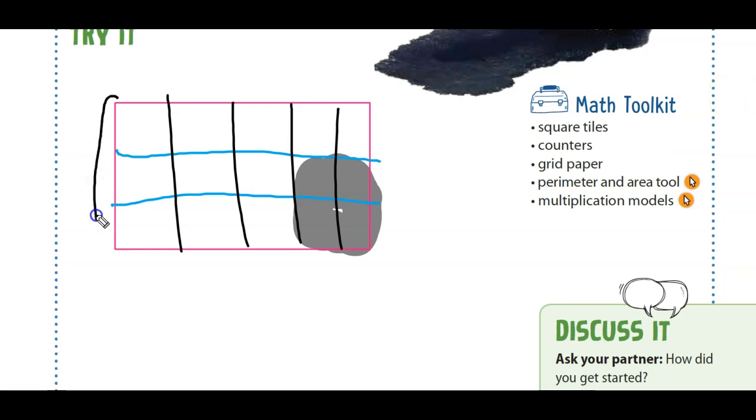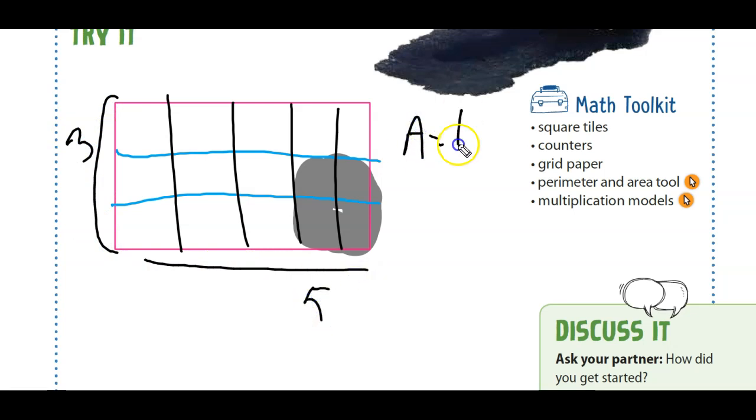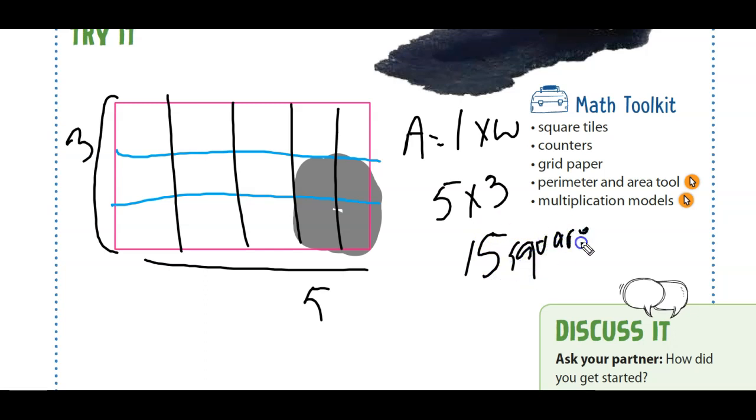What's the width here? 3. What's the length? 5. So our area is length times width. So it's going to be 5 times 3, which is 15. So she has 15 square units. Let's go ahead and connect it.